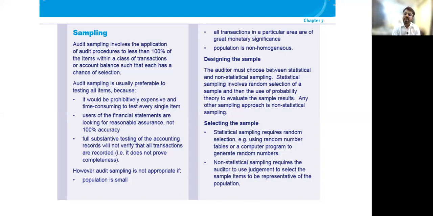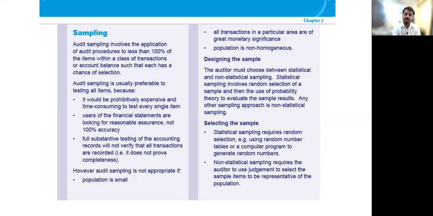When can you call that selection method sampling? When each item has a chance of selection. Listen very carefully. When each item has a chance of selection, then only I can call that a sampling. Otherwise, it cannot be called a sampling.